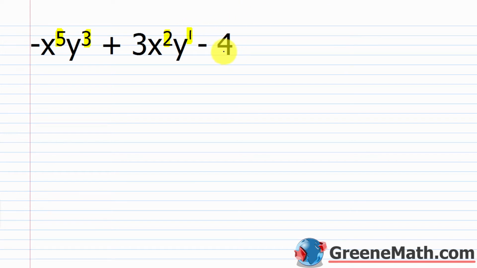And then if we wanted to, we could write this as 4 times x to the power of 0, y to the power of 0. We could do that. Remember, something to the power of 0 is 1. So really, this would simplify to 4 times 1.